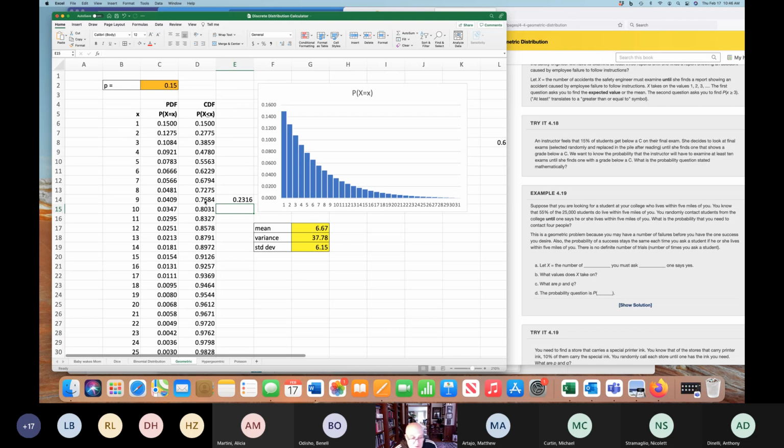Do you think you could do some problems like this in Excel using my little calculator? Why not?